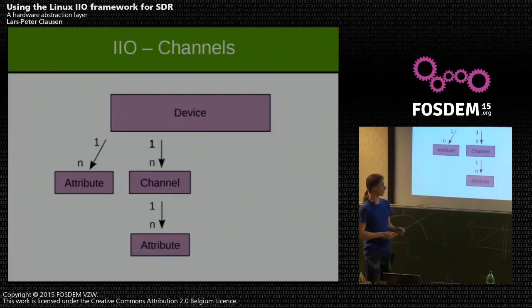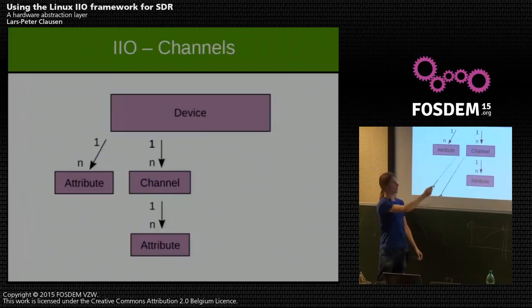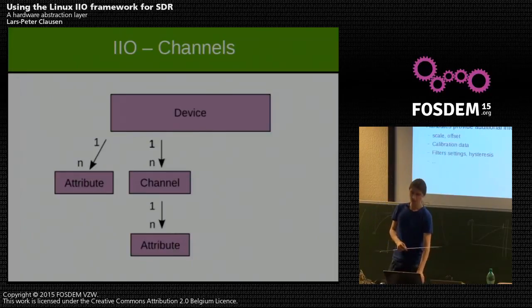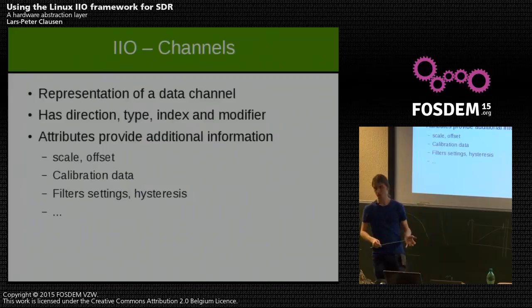The next thing we have is channels. And again, there can be multiple channels per device, and there can be multiple attributes per channel. Similar to how the device represents the physical hardware, the channel typically represents a physical channel. Like on an ADC, you have an input voltage channel. On a DAC, you have an output voltage channel. On an accelerometer, you have input acceleration channels.